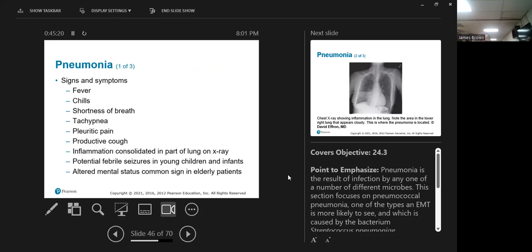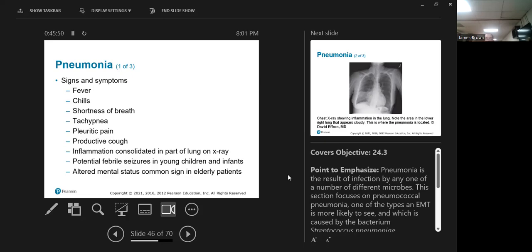Pneumonia. He already kind of talked about pneumonia. Fever, chills, shortness of breath. Tachypnea. What does that mean? Fast respiration. Pleuritic pain. What does that mean? Chest pain, specifically. And inflammation consolidated in part of the lung on X-ray, which is not something you're going to see.